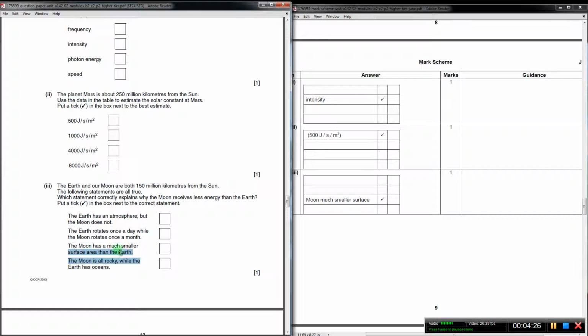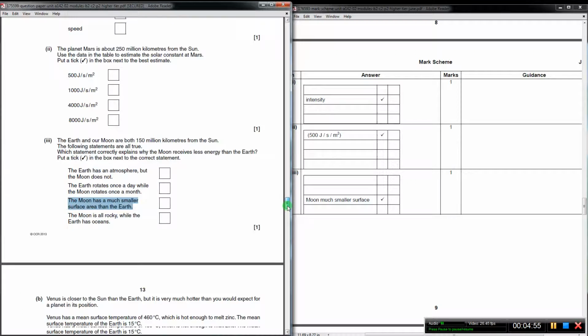The Moon has a much smaller surface area than the Earth. Well, that makes sense, right? If the Moon's got a smaller area, then there's going to be less energy hitting it, so it's going to absorb less. The Moon is all rocky while the Earth has oceans. Well, again, you might expect then that you get more reflection from the Earth, which would reduce the amount that the Earth absorbs. And indeed that is true, but the biggest factor by far is the size of the Moon being much smaller. So because the Moon is smaller, it will absorb less energy.